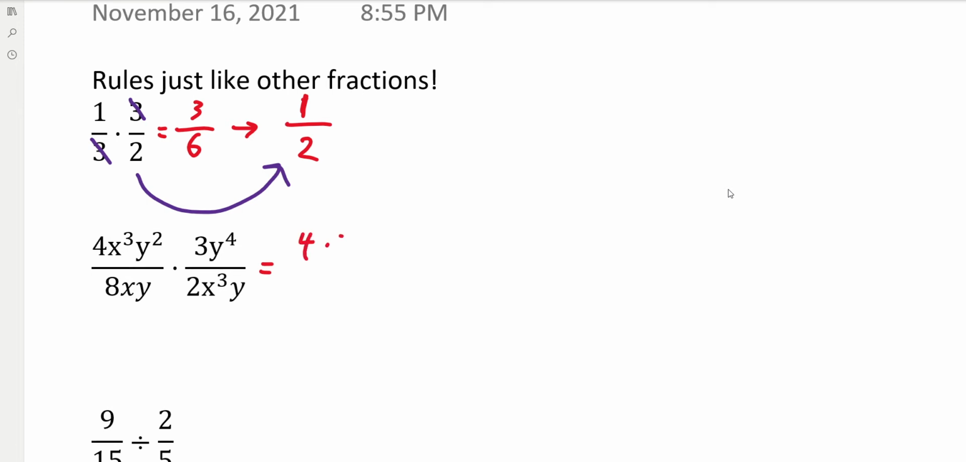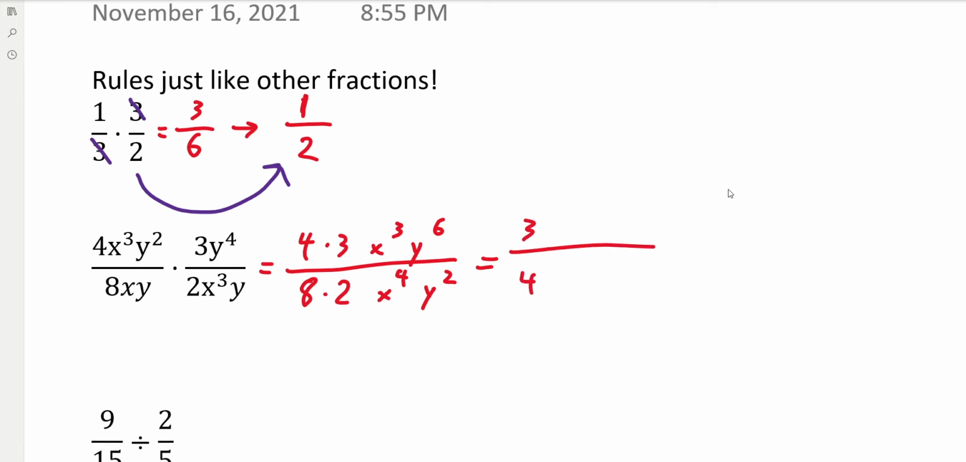So 4 times 3x cubed, and then y squared times y fourth. So we just add the exponents, so it's y to the 6. On the bottom we have 8 times 2, and then we have x to the 4th, so 1 plus 3 is 4. And then y squared. Then we have to simplify, and we can get 4 on the bottom, 3 on the top for our numbers if we simplify, dividing by 4 top and bottom.